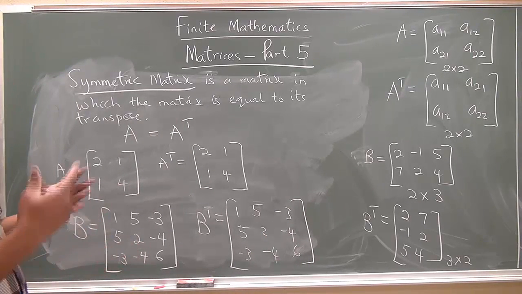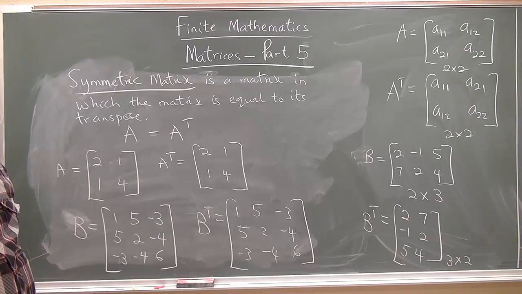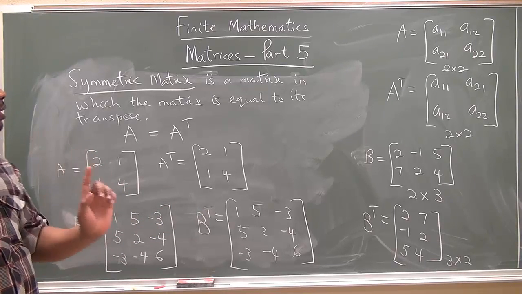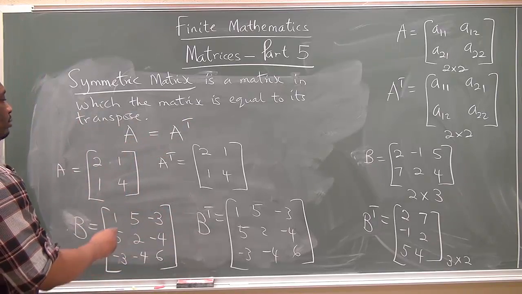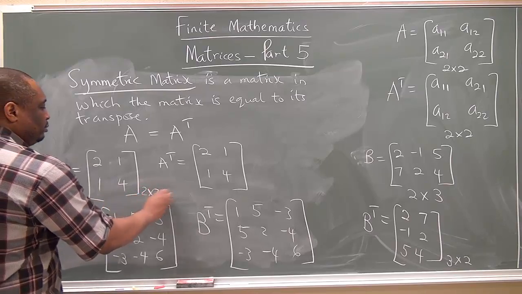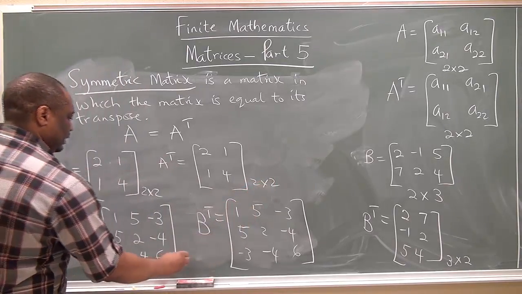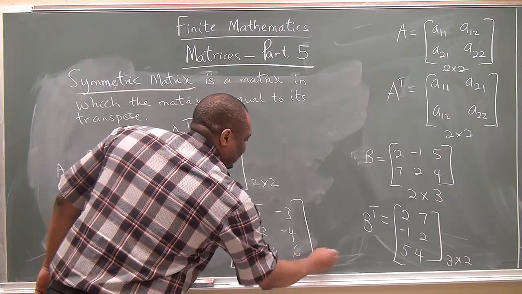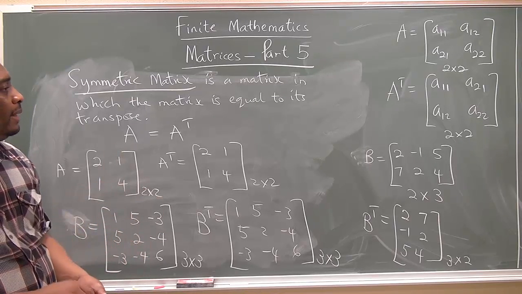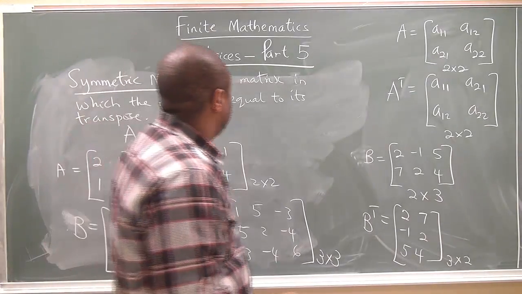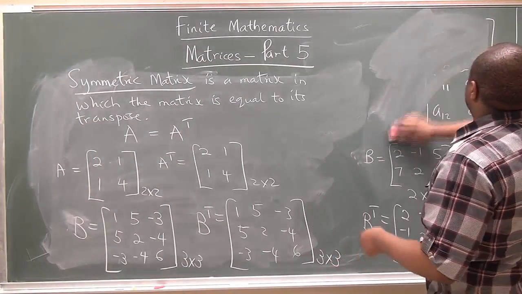So it takes some skill to write your symmetric matrix. But just know that, number one, for symmetric matrices, it must be a square matrix, because this is 2x2, and this is a 3x3 size. It takes skill in writing it to make sure that it corresponds. That is number one type. That's one of them.